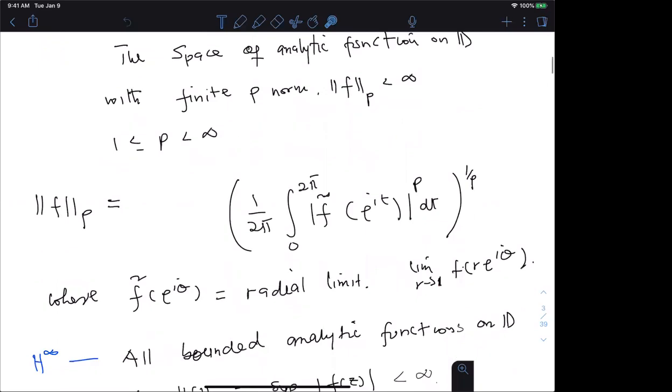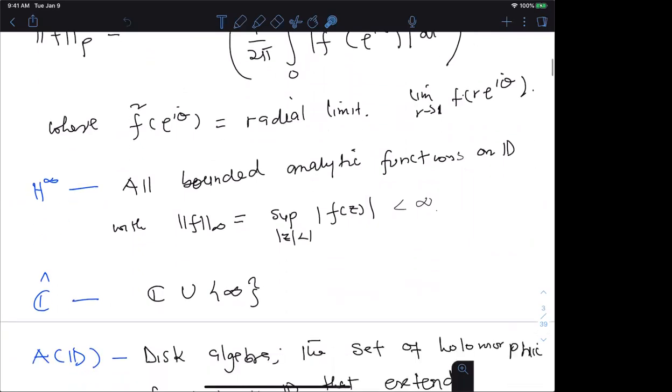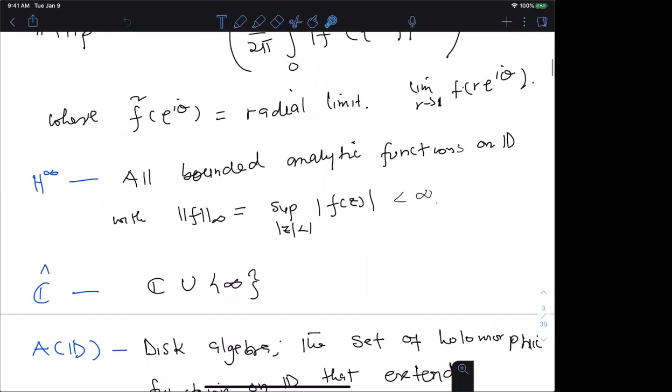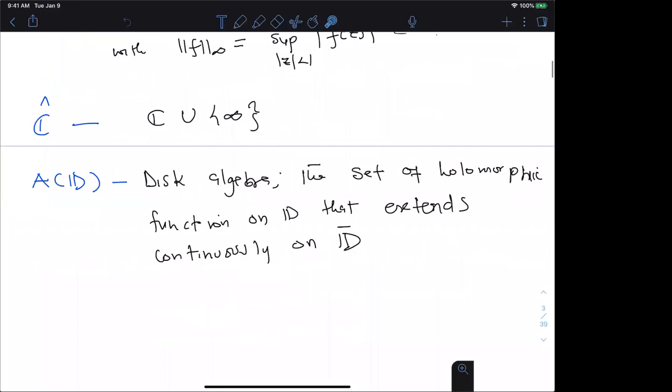Subsequently, H infinity is the family of all bounded analytic functions on the disk with finite supremum norm. C caret here is the extended complex plane. A of D is the disk algebra, the family of all analytic functions on the disk that extend continuously to the closed unit disk.